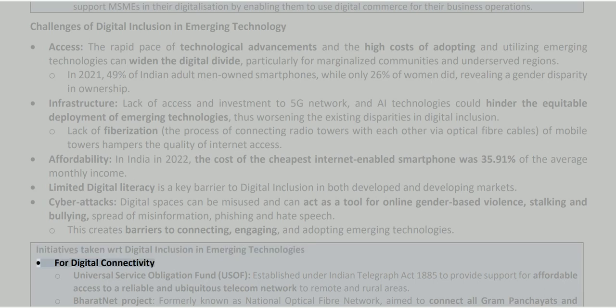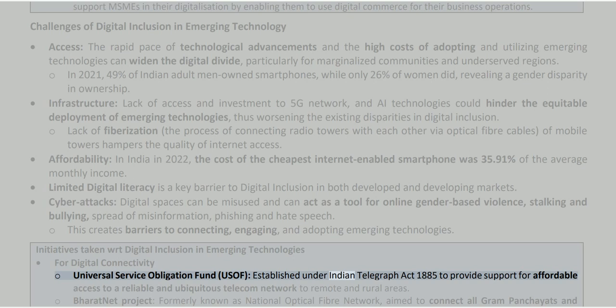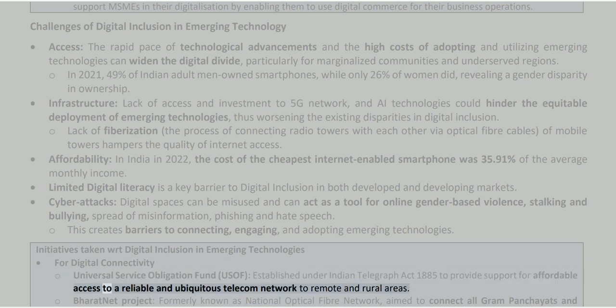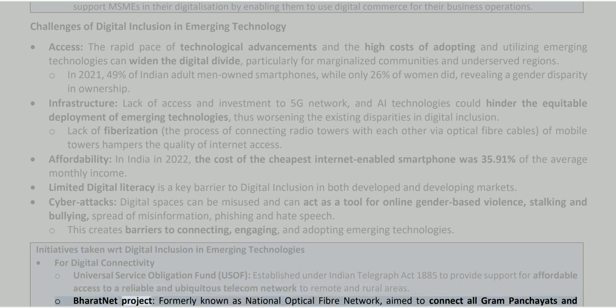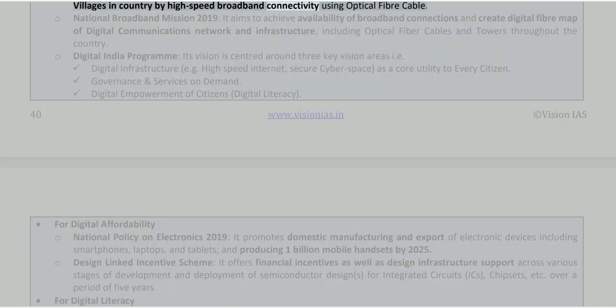For digital connectivity: Universal Service Obligation Fund, USOF, established under the Indian Telegraph Act 1885 to provide support for affordable access to a reliable and ubiquitous telecom network to remote and rural areas. BharatNet project, formerly known as National Optical Fiber Network, aimed to connect all gram panchayats and villages in the country by high-speed broadband connectivity using optical fiber cable.